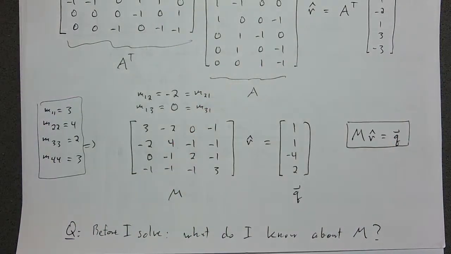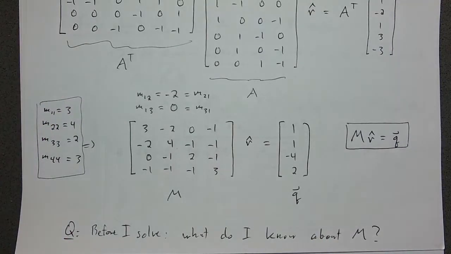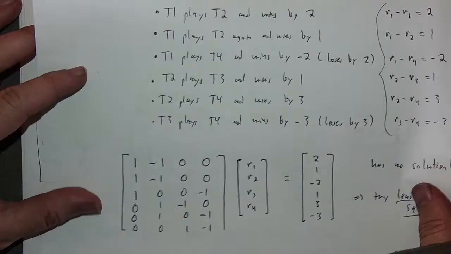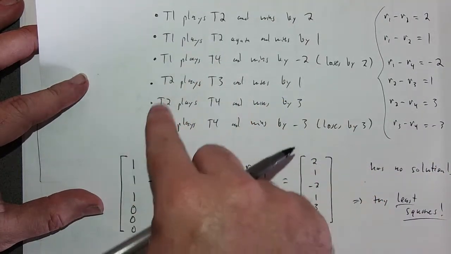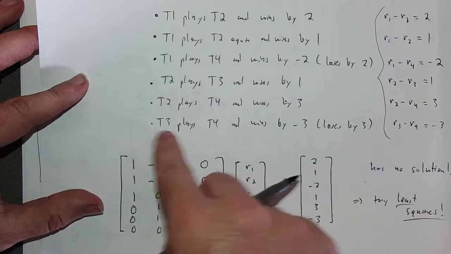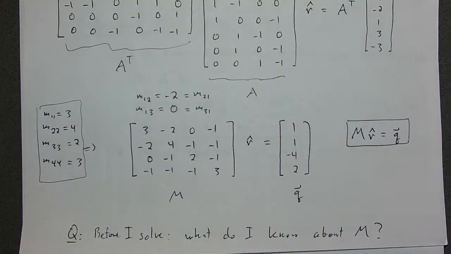So that makes sense. All of these other entries are minus 1 because each of the other teams played each other only once. So team 1 played team 4 once, team 2 played team 3 once, team 2 played team 4 once, and team 3 played team 4 once. So all of these are minus 1. Okay.